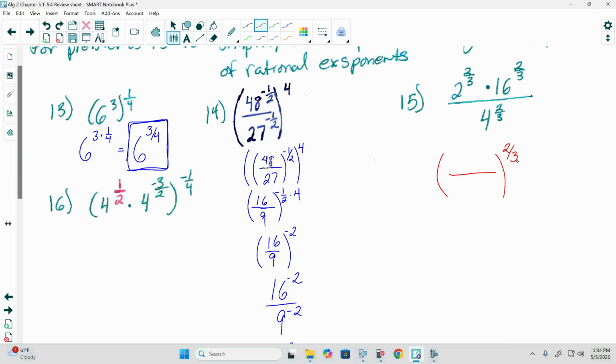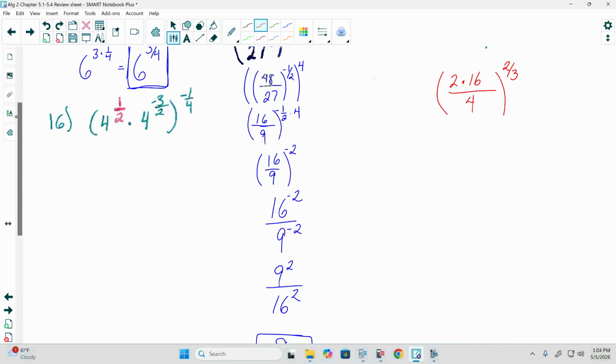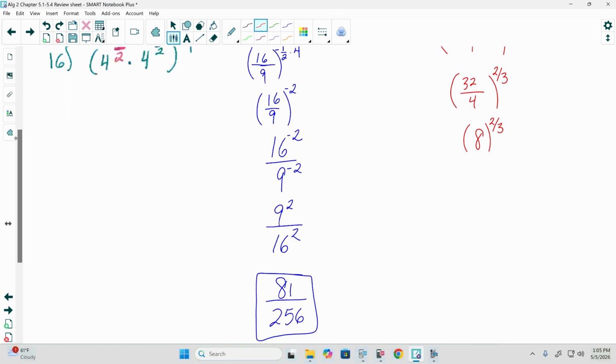Every term on top and bottom, the 2, 16, and 4 are all put to the 2/3 power. So essentially we're using two properties in one, power of a product and power of a quotient. We can pull that power out, leaving us with 2 times 16 over 4. Well, 2 times 16 is 32. 32 over 4 would be 8. Telling us that we have 8 to the 2/3 power.